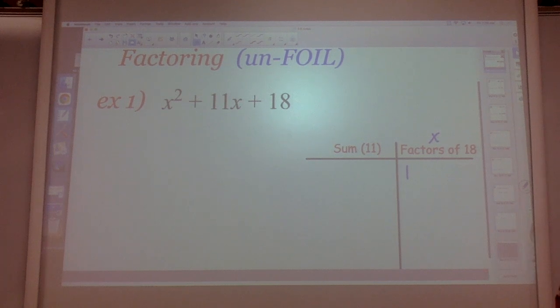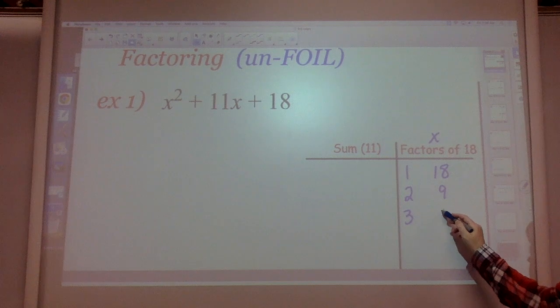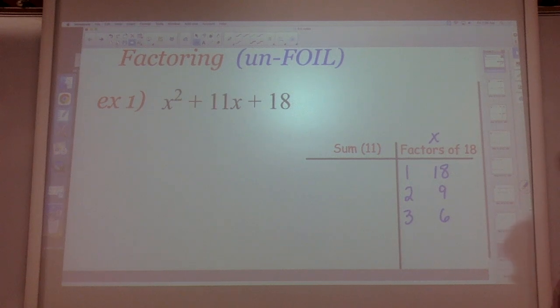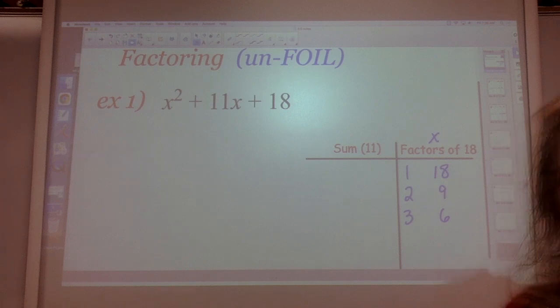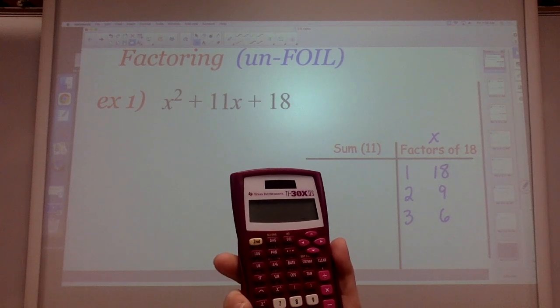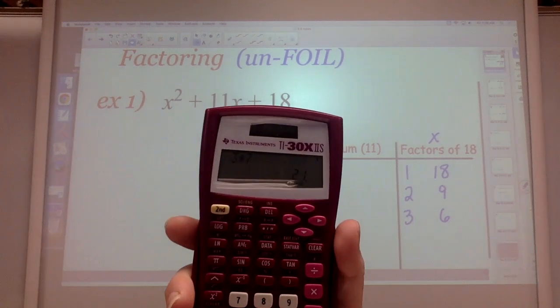Divide everything by 1. You get to count 1, unlike a factor tree. 1 times 18 is 18. 2 times 9 is 18. 3 times 6 is 18. And when you're trying to find your factors, I know some of you know this, but don't do trial and error. Some of you are just really good at your multiplication tables, some not so much. Don't say like 3 times 7, I think that's 18. Oh, no, that's 21.